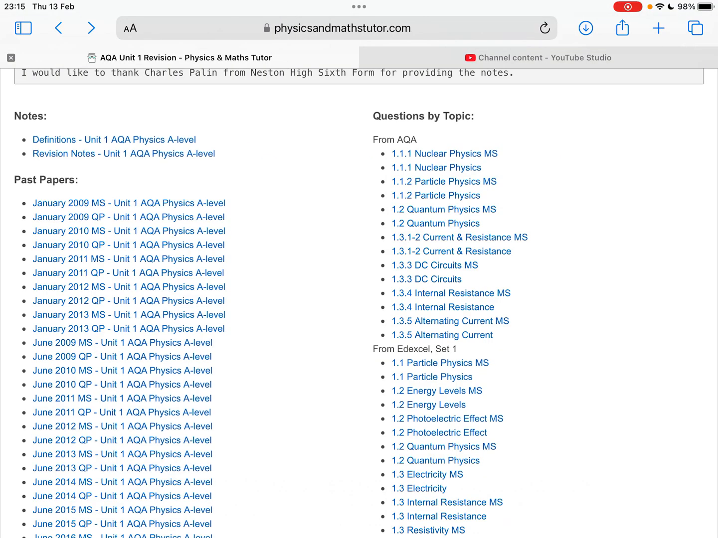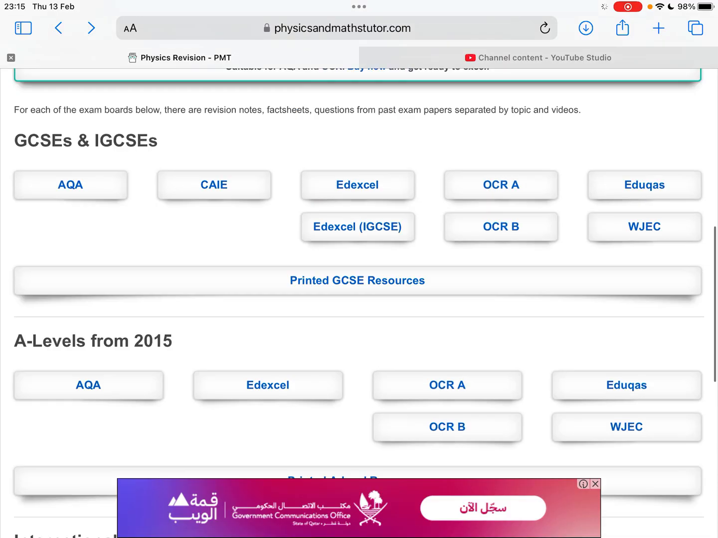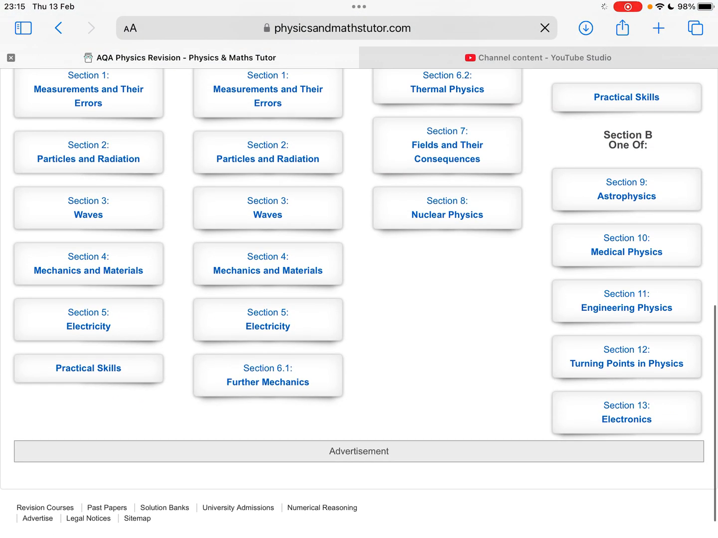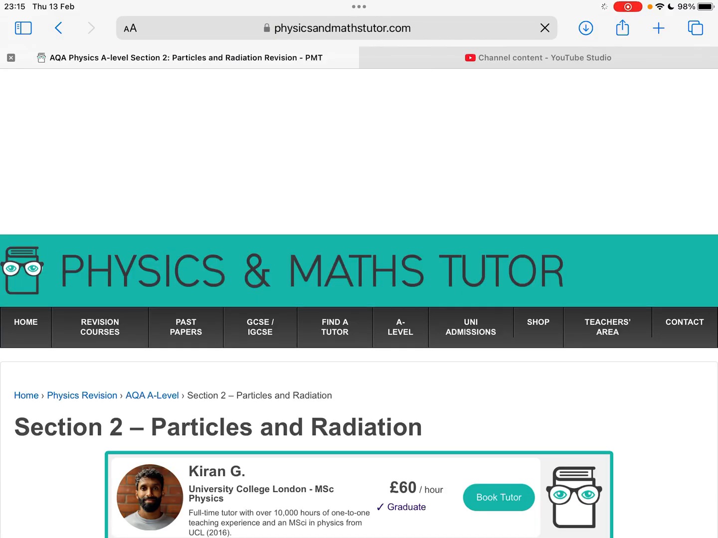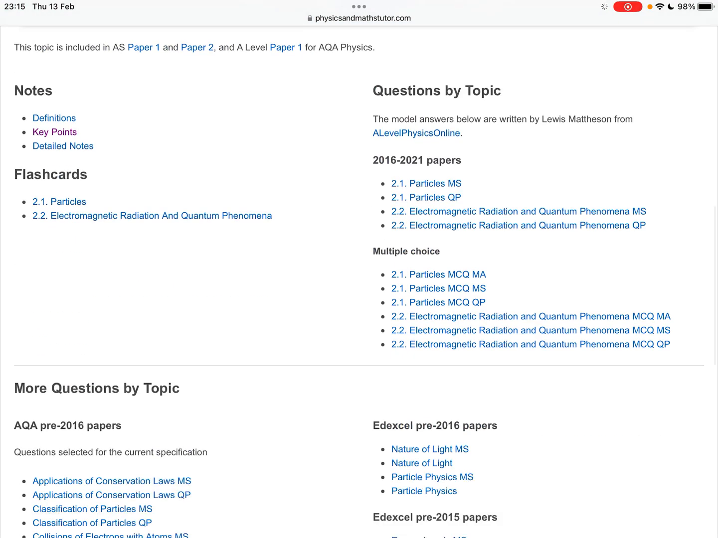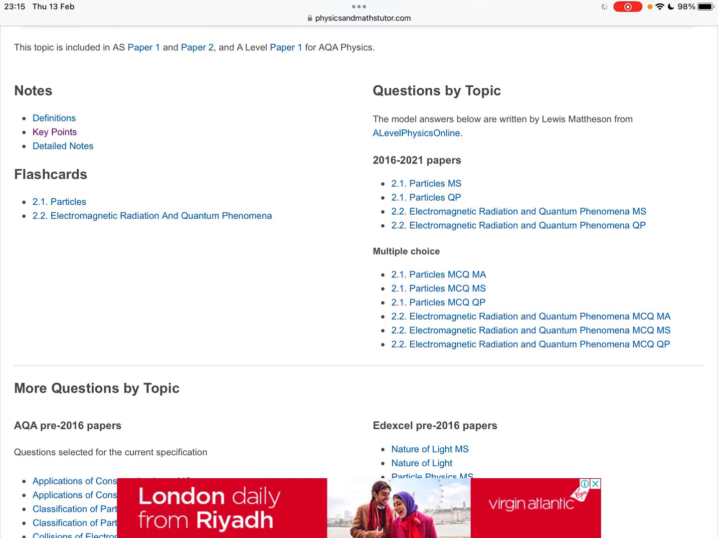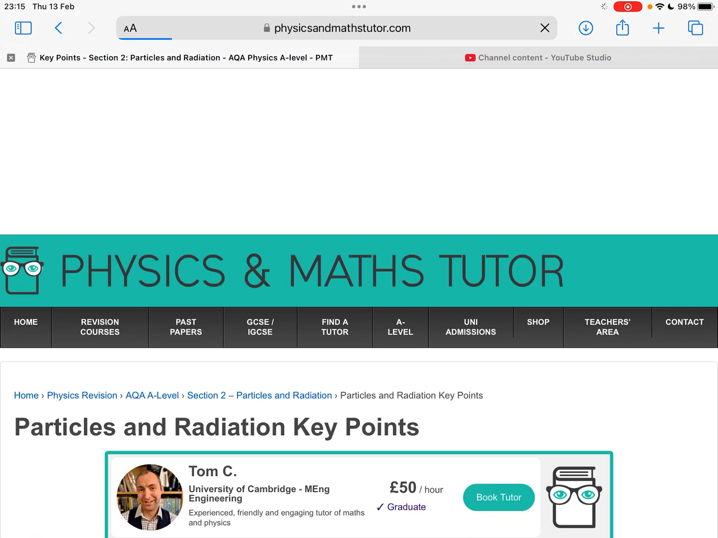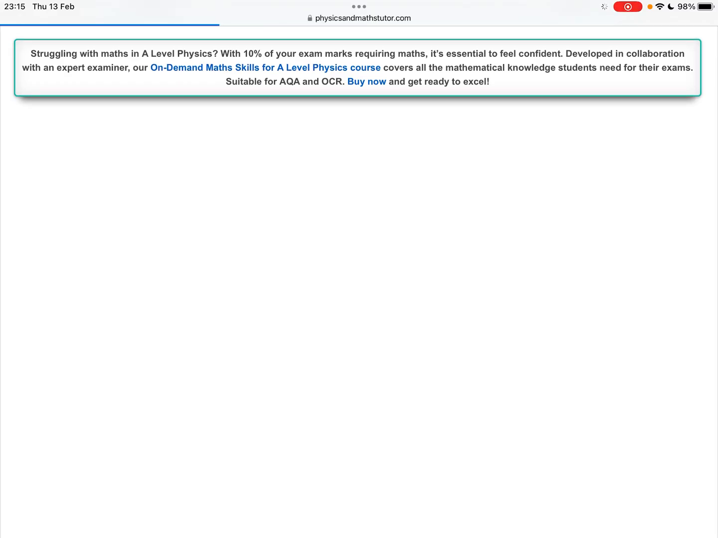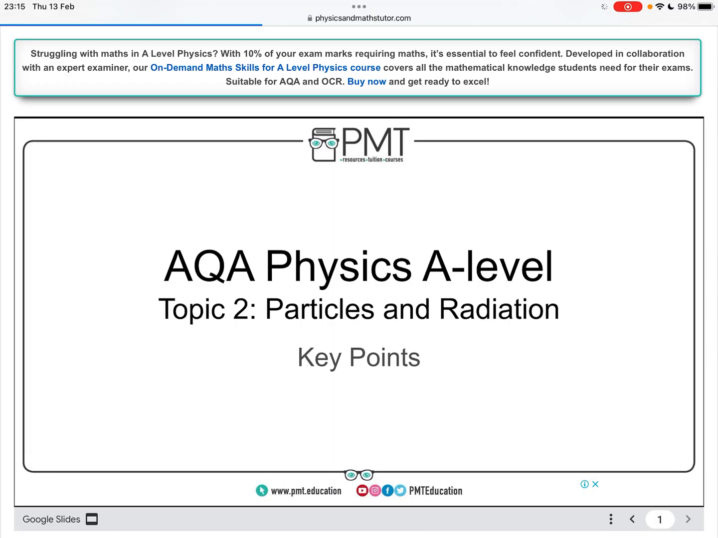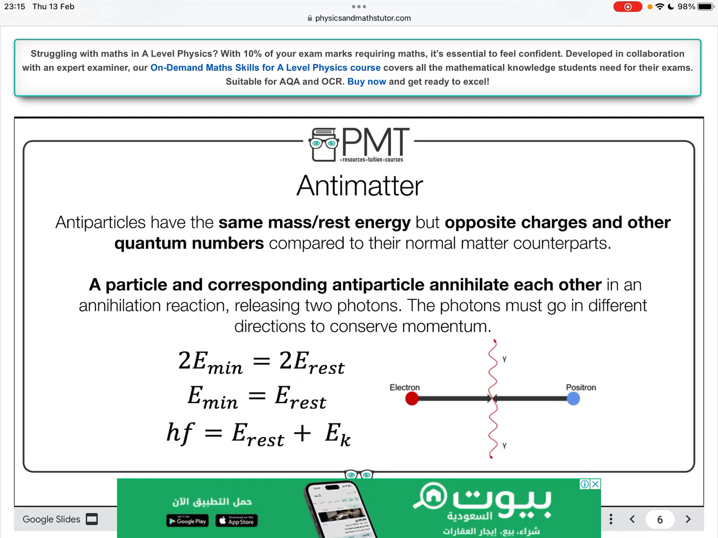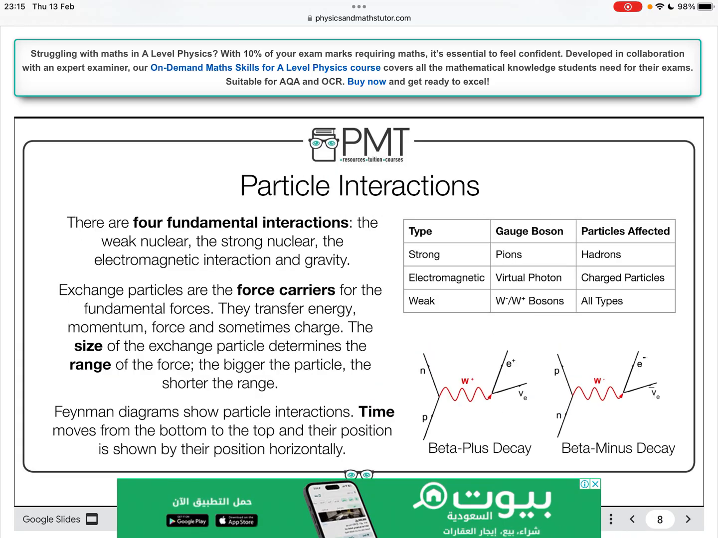You also have definitions. I do like to say it's really good to study from another AQA. For example, we were doing particles and radiation. You come over here, you also find key points, you find detailed notes, and you find definitions. The key points are very useful in most cases. So I do agree that you must check it. These, for example, are some key points, not flashcards, but in cards.